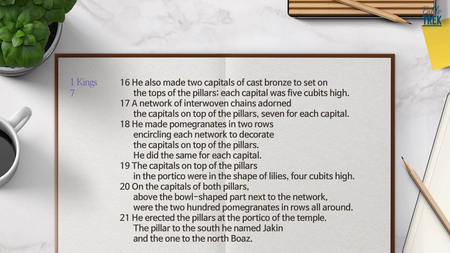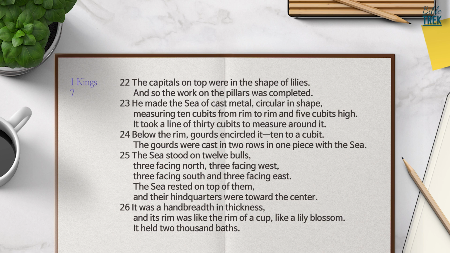The pillar to the south he named Jachin, and the one to the north Boaz. The capitals on top were in the shape of lilies, and so the work on the pillars was completed. He made the Sea of cast metal, circular in shape, measuring 10 cubits from rim to rim, and 5 cubits high. It took a line of 30 cubits to measure around it.